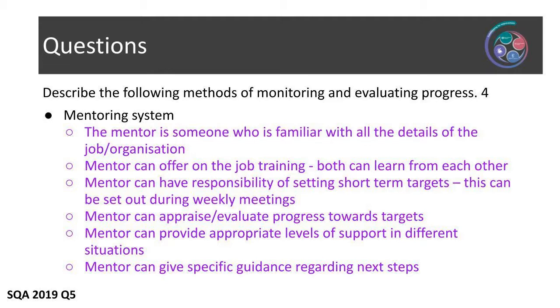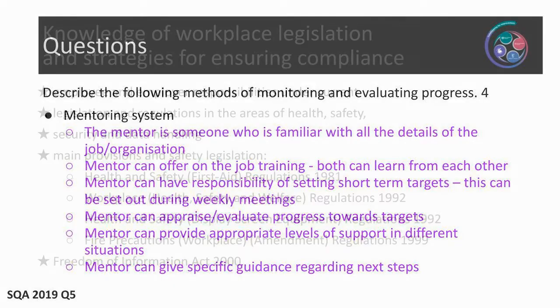So is somebody getting better? Are they making better interventions, for example? And depending on the level of support required, that can depend on the situation. So the mentor might have that flexibility to provide more support at times when it's needed, and then less support at other times. But being able to give specific guidance as the mentor regarding what someone's next steps are is going to be absolutely key. So making sure we've fully described a few of those key points will see us getting the couple of marks that are available for mentoring that go with the couple of marks from the Gantt chart as well.